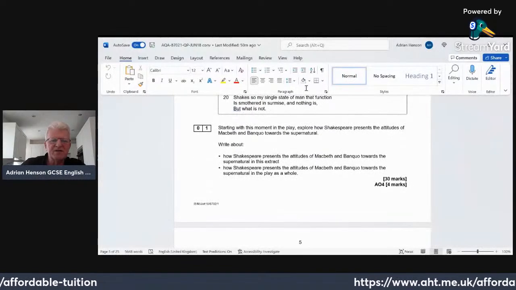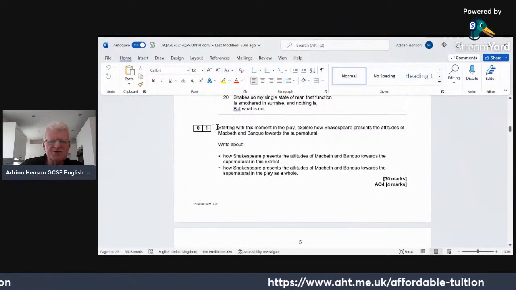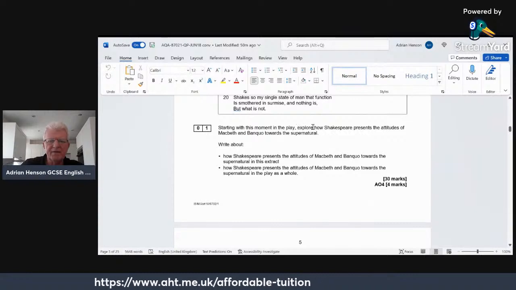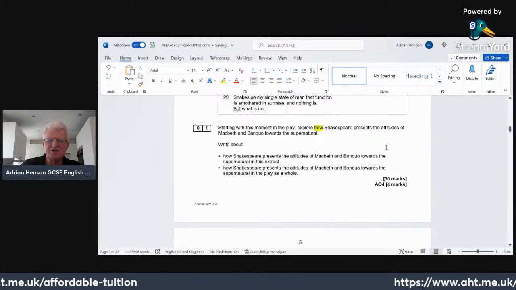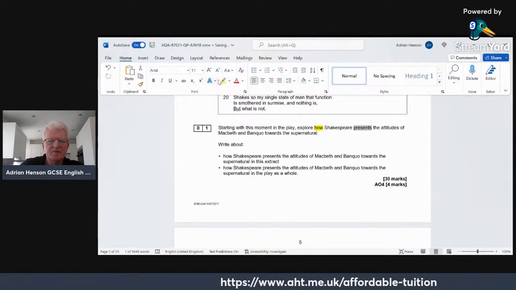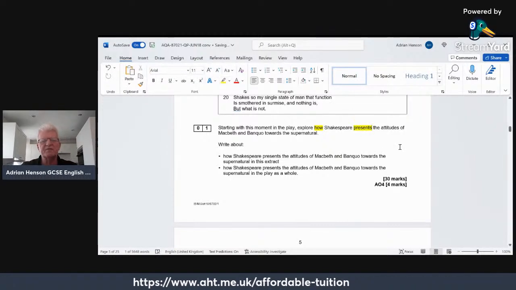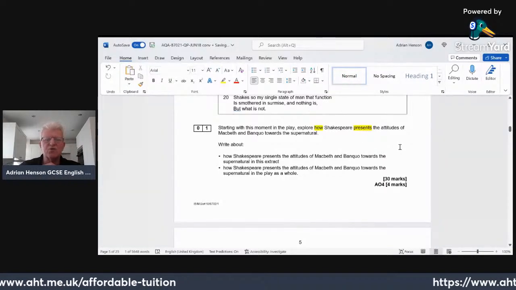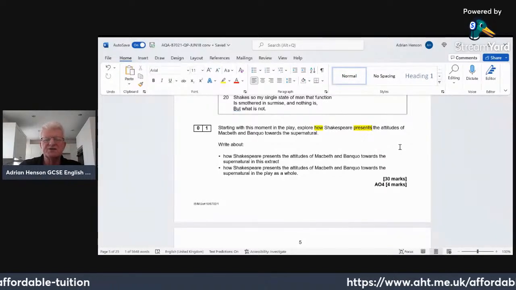But here's the key thing. This is the question. Starting with this moment in the play, explore, here we go, how Shakespeare presents the attitudes of Macbeth and Banquo towards the supernatural. So there it is. The question format is how.